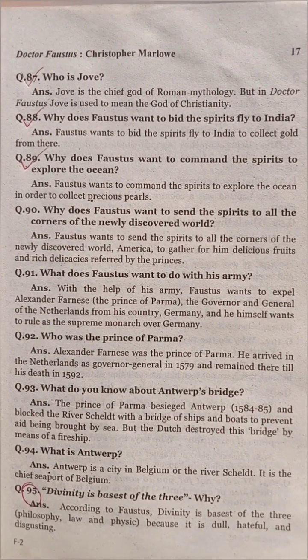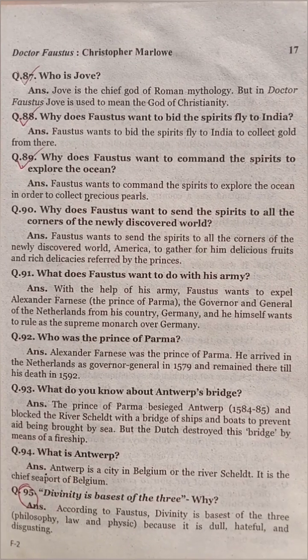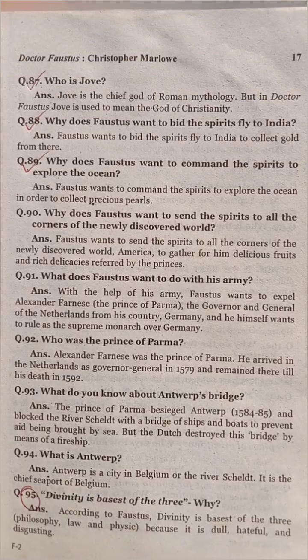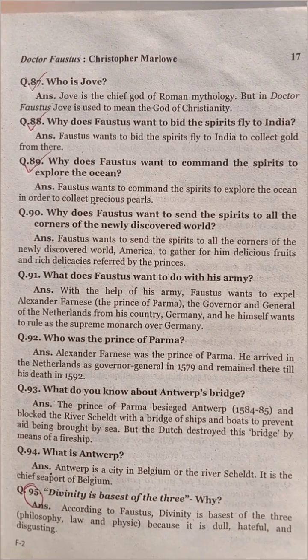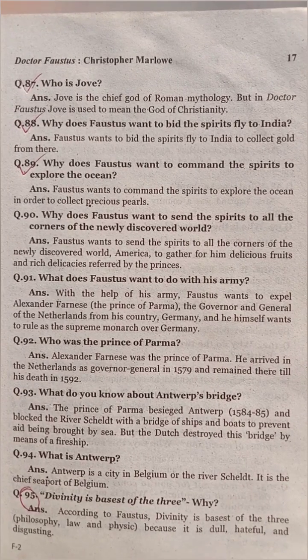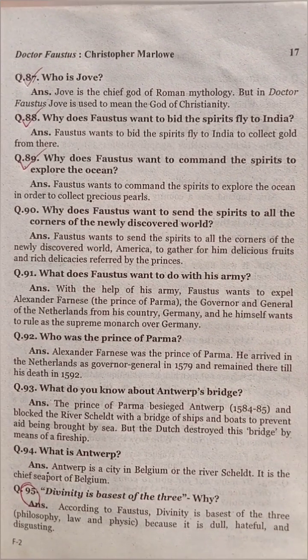95. Divinity is based on the three. Why? According to Faustus, divinity is based on the three: philosophy, law, and physics, and he discards it because it is dull, hateful, and disgusting.